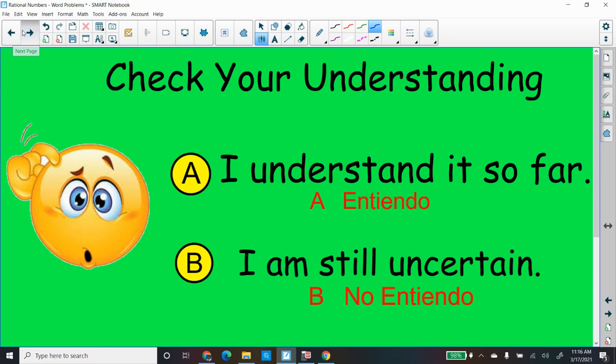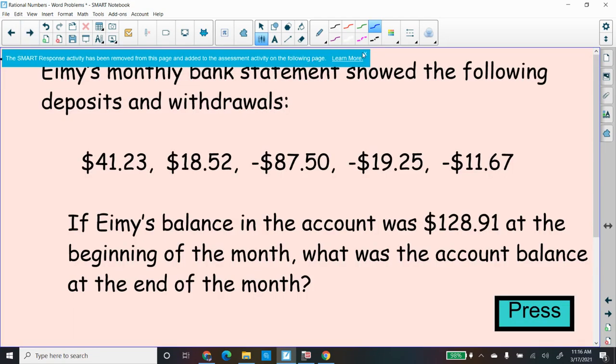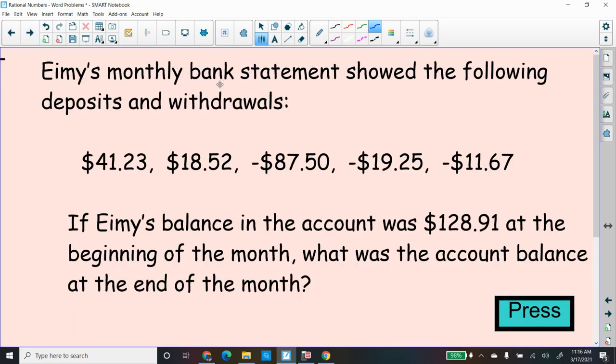So, one question for you, of course. So, let's go to this one. Emmy's monthly bank statement showed the following deposits and withdrawals. So, there are her withdrawals and deposits. Her balance in the account was 128.91 at the beginning of the month. What is her account balance at the end of the month? So I think you can figure that out just like we did a few minutes ago.